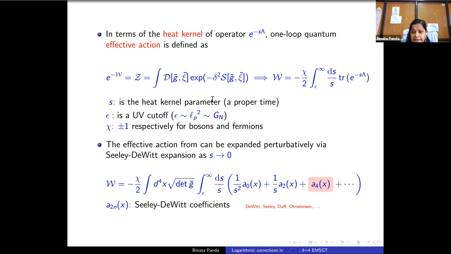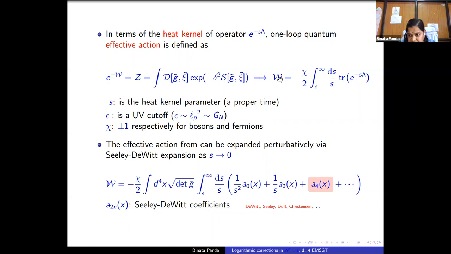And since I'm doing it in general for a bosonic field or a fermionic field, to take care of both the signatures, it will be 1 over the square root of the determinant of lambda, or just the square root of the determinant of lambda. So I just put a chi parameter here, that is plus for the bosons and minus for the fermions, so that I can write it in a general form.